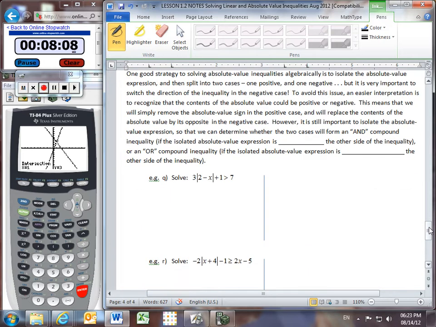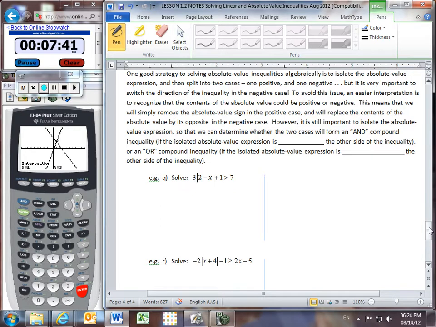Alright, so I'm not going to read you this entire paragraph, but I will try to highlight a couple of important areas. A good strategy to solving inequalities with absolute values in an algebraic manner is to isolate the absolute value and then split into two cases. But there's two different ways of doing this kind of problem, and I want to show you both ways as we go.